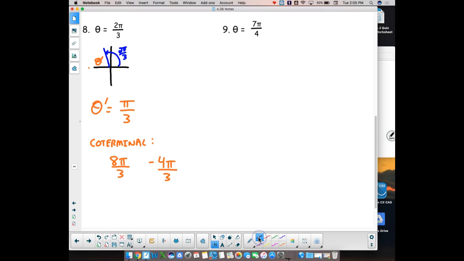7 pi over 4 is down here, which puts my theta prime, my reference angle, there. 7 pi over 4, I need to get to 2 pi. 2 pi is 8 pi over 4, so I need 1 more pi over 4. So my reference angle here then is pi over 4. Coterminal angles.